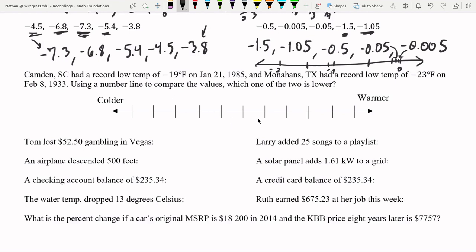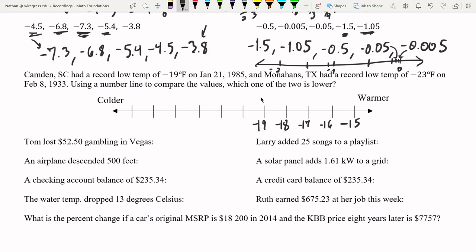So we're going to use a number line here to compare which one is lower. Well, I don't have enough space here to go all the way down to 0, but 0 would be somewhere over here. And then we're going to go down, right? This would be negative 10, 11, 12, 13, 14, 15. I need to go a little bit further than that. Let's say this is negative 15 here. Then we have negative 16, 17, negative 18, negative 19. Well, that's this one right here.